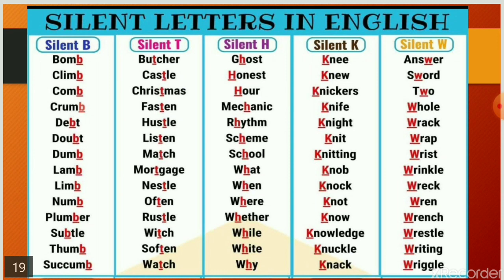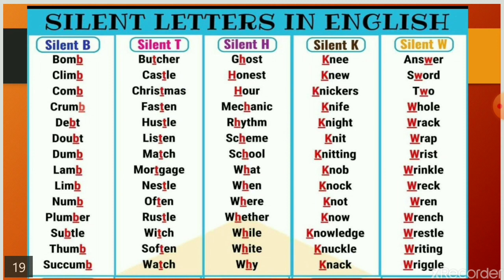Now we're going to see the silent T. Butcher, castle, Christmas, fasten, hustle, listen, match, mortgage, Nestle, often, rustle, soften, and watch. See the silent H. Ghost, not ghost, honest, hour, mechanic, rhythm, scheme, school, what, when, where, whether, why, white.